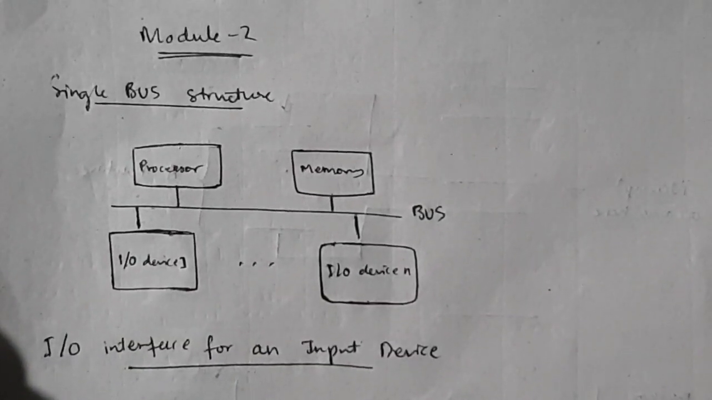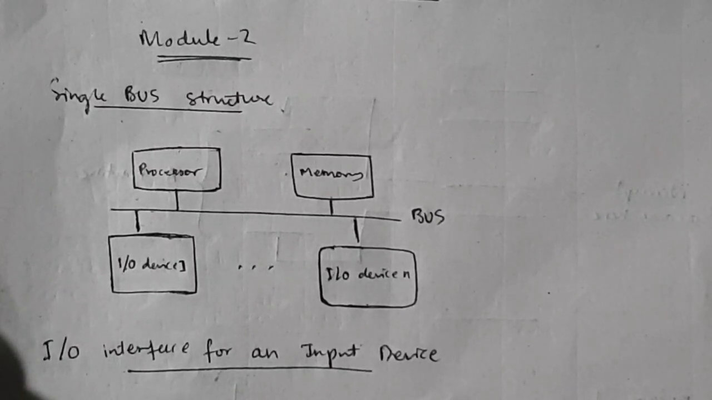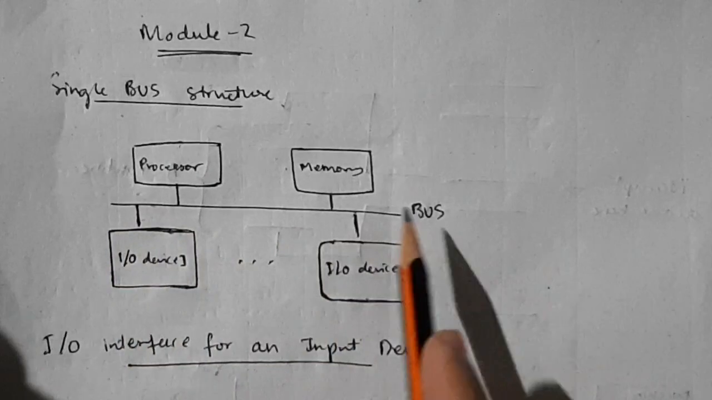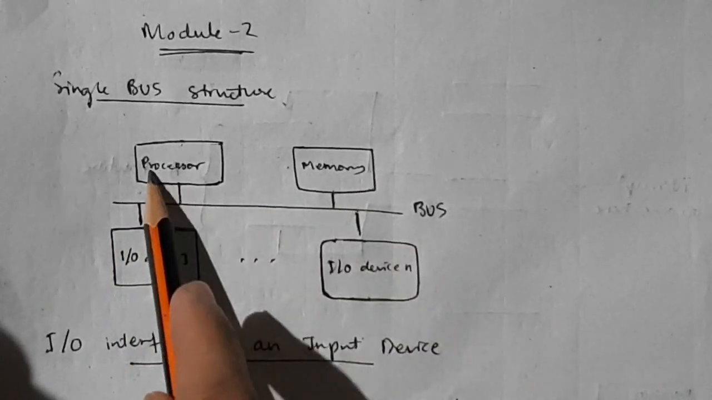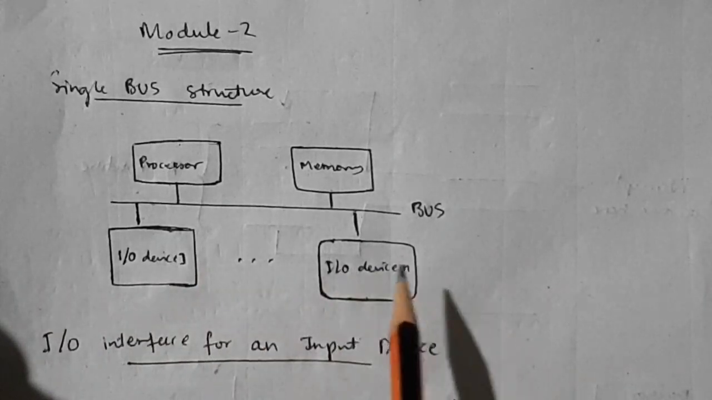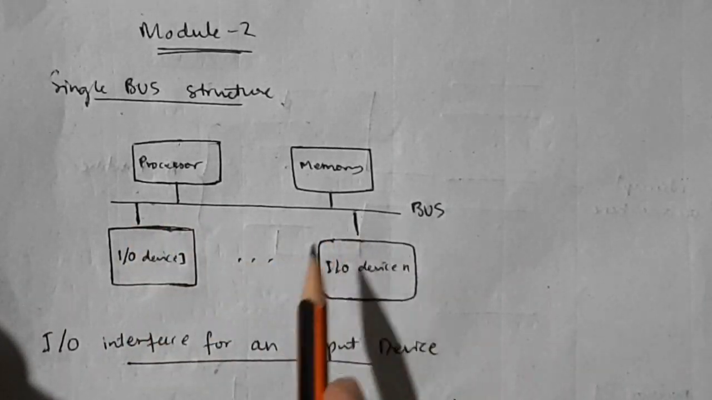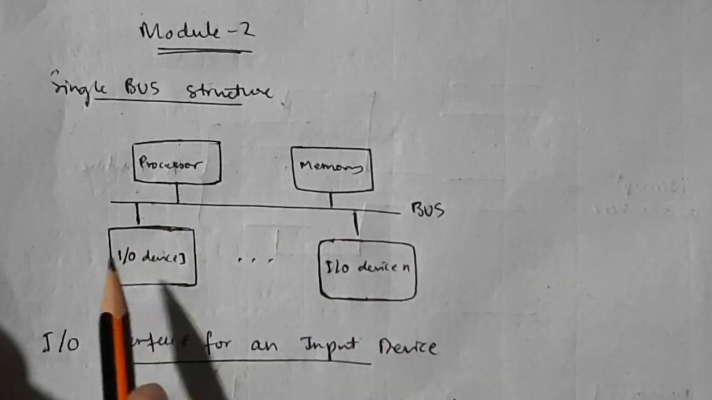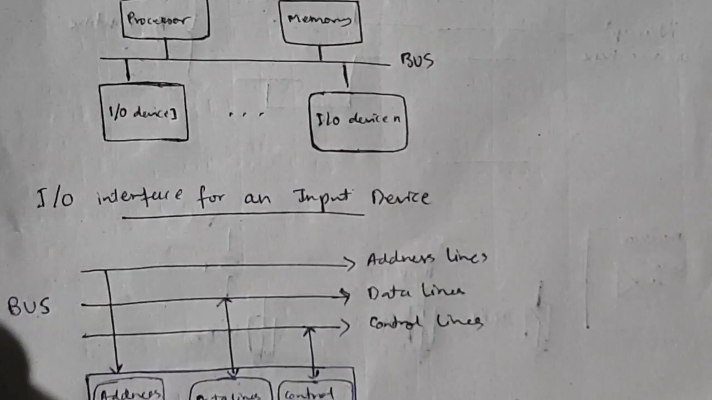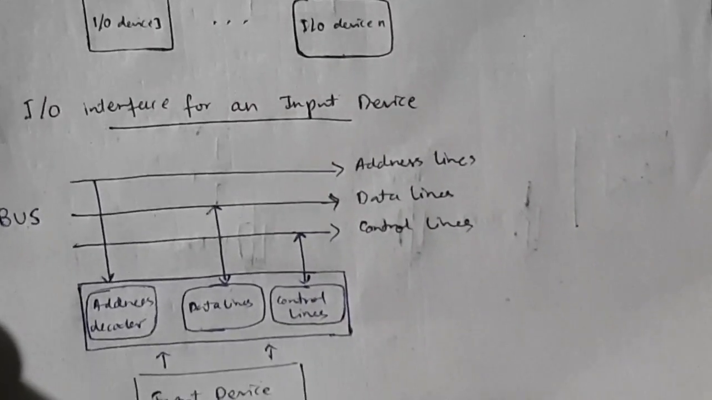Module 2 has to do a lot with input and output. So let's revise what is single bus structure. See, this is the bus and it is connected with the computer part which is the processor and the memory, and these are the devices connected like keyboard, mouse and printer and all. So this is the bus and the data transfer takes place between the IO devices and the processor as well as the memory.